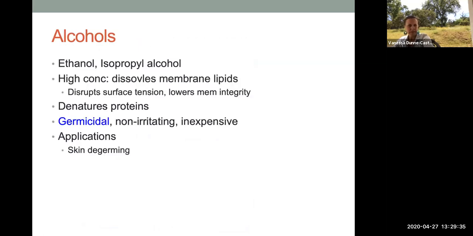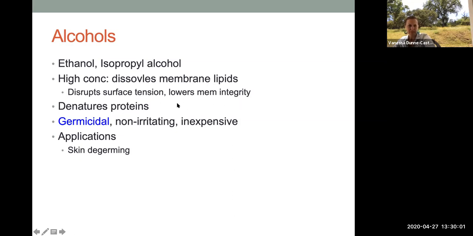Alcohols. Ethanol and isopropyl alcohol are the commonly used alcohols for cleaning. You can turn this into a sterilant, so a germicidal. It means it really kills just about everything. I guess it does not necessarily kill spores unless you have a very high concentration for a long period of time. So the concept here is that it's an alcohol, so it dissolves membrane lipids and can disrupt surface tension.